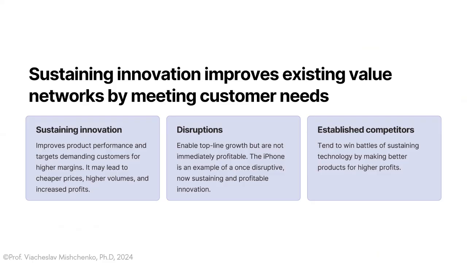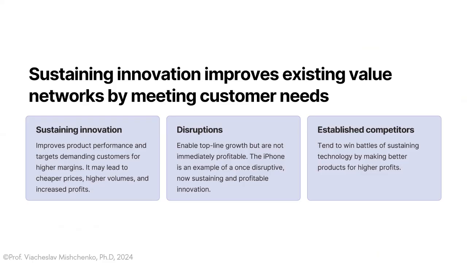First of all, sustaining innovation improves product performance and targets demanding customers who are willing to pay premium prices. In banking, for example, you can think about how Goldman Sachs continuously enhances its trading platforms for institutional clients, and how private banks develop more sophisticated wealth management services. What may be fascinating about sustaining innovation is that established companies usually win these battles. For example, JP Morgan has successfully maintained its leadership in investment banking by continuously improving its services and technology as well. The bank invests millions or billions of dollars in technology each year to enhance its existing products.